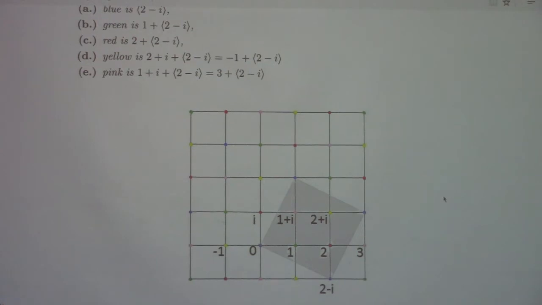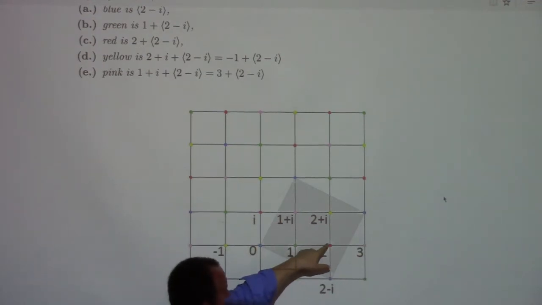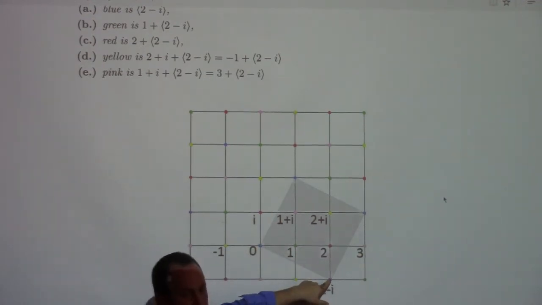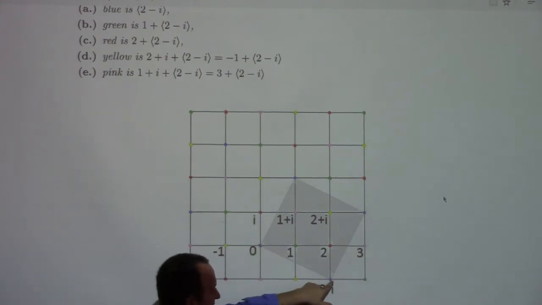If I take this point 0, and I add 2 and subtract 1 i, that gives me this point. So this and that are the same because they differ by the generator of the ideal. These are the same representative. I mean, they represent the same coset, even though they're different representatives.